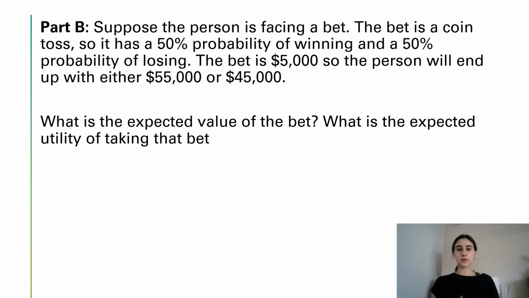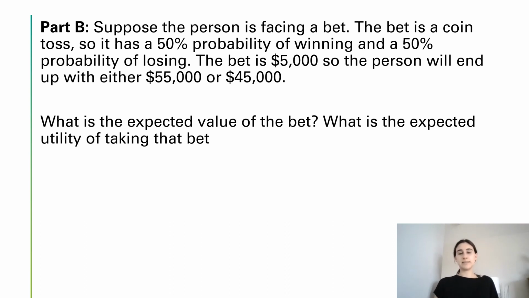Next, let's move on to Part B. Part B states, suppose the person is facing a bet. The bet is a coin toss, so there's a 50% chance of winning and a 50% chance of losing. And the bet is $5,000, so the person either wins $5,000 and ends up with $55,000 or loses $5,000 and ends up with $45,000. What is the expected utility of the bet?